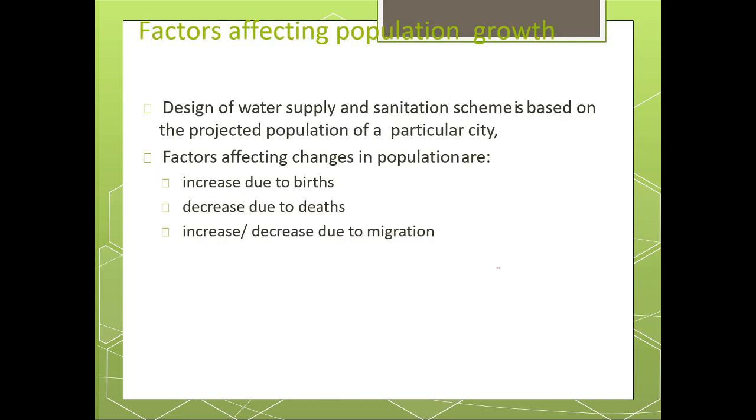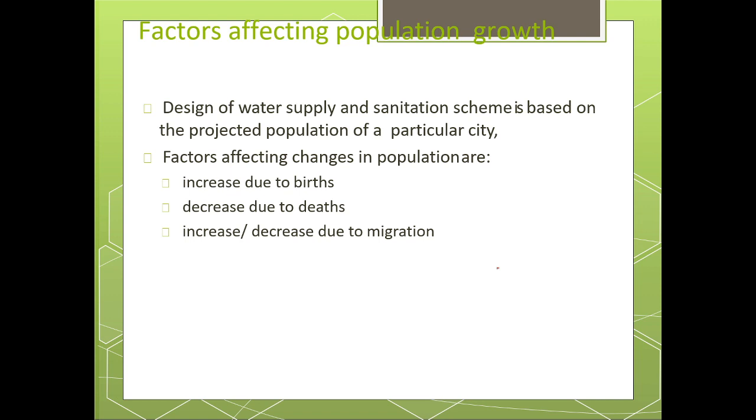Okay, so factors affecting the population growth. What are the factors affecting population growth? Design of water supply and sanitation scheme is based on the projected population of a particular city. So if there is a new municipality, as an environmental engineer or water supply engineer, what you have to do? You have to design a water supply scheme. How do you design that water supply scheme? Based on the projected population of the particular city. After 10 years or 20 years, how much population may live in that particular city? For that particular population, we have to design the water supply scheme.